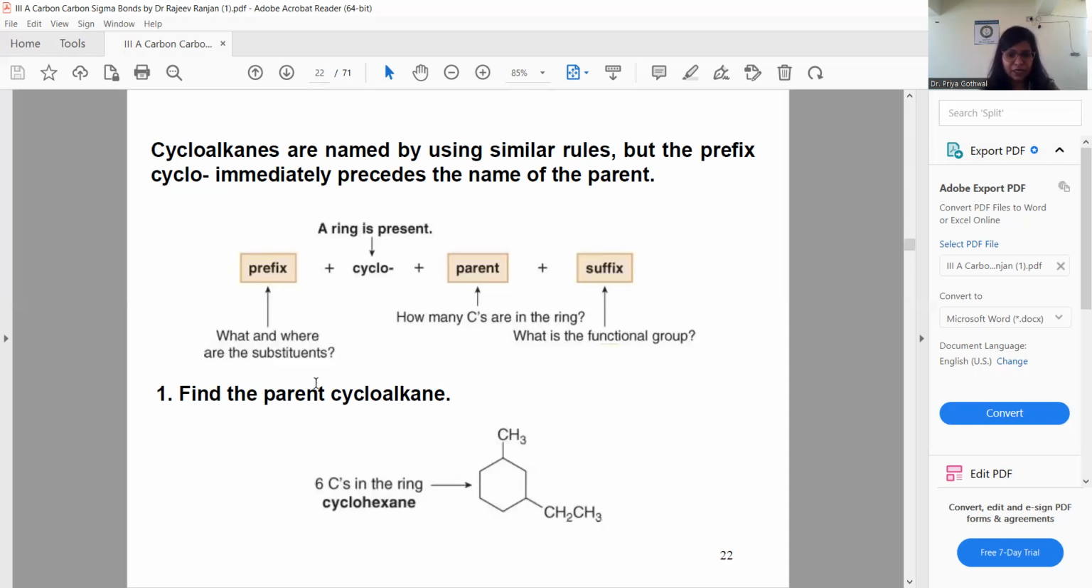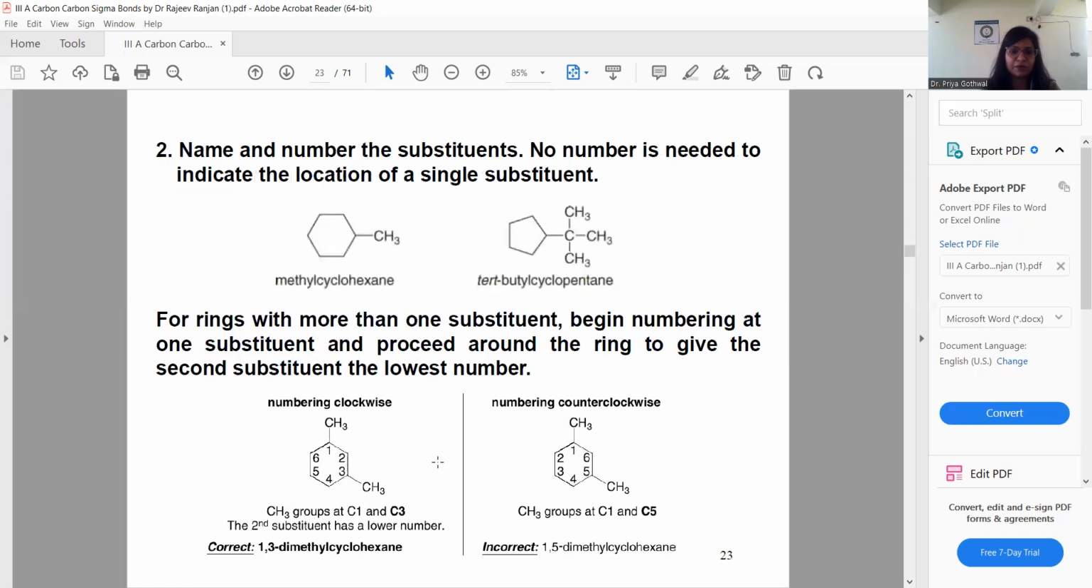Find the parent cycloalkane through this example. This is a cyclic ring of 6 carbon atoms having 2 substituents, which are methyl and ethyl. So the carbon count is 6. In the nomenclature system, alphabetically, ethyl comes before methyl. So 1-ethyl, 3-methyl cyclohexane. It is given as the nomenclature.